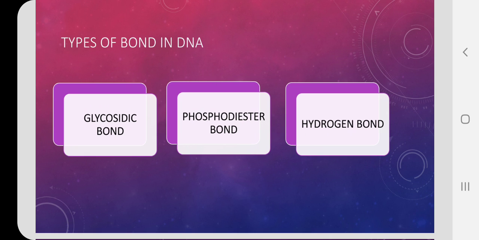The second bond is the phosphodiester bond. Between two nucleotides, this bond is formed between the phosphoric acid molecule and the hydroxyl groups of the two sugars, forming an ester linkage. That bond between two nucleotides is called the phosphodiester bond. The hydrogen bond is formed between adenine and thymine by a double hydrogen bond, and cytosine and guanine pair by a triple hydrogen bond. So three types of bonds are seen.